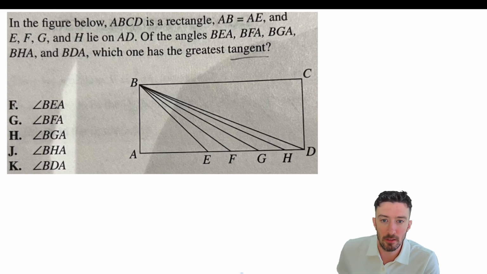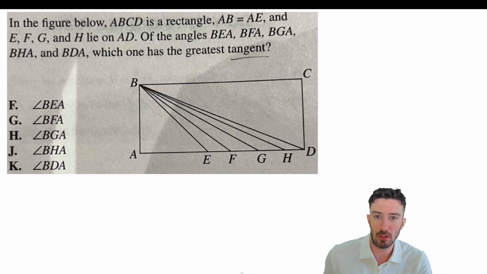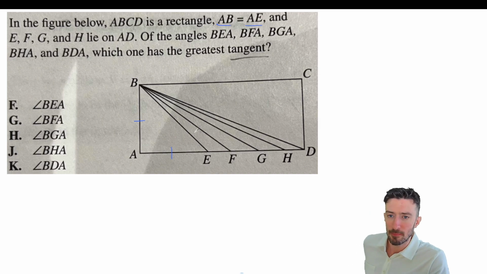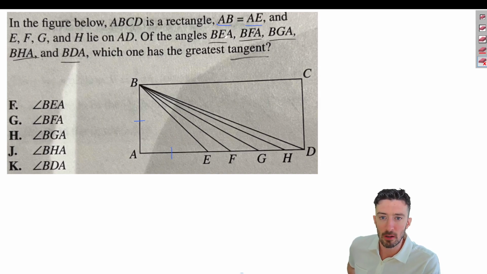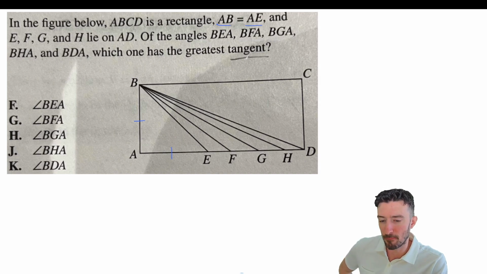Hey, got another geometry ACT question here. In this case, they're telling us that AB is equal to AE, and then they're asking us which of the angles BEA, BFA, BGA, and so on has the greatest tangent.